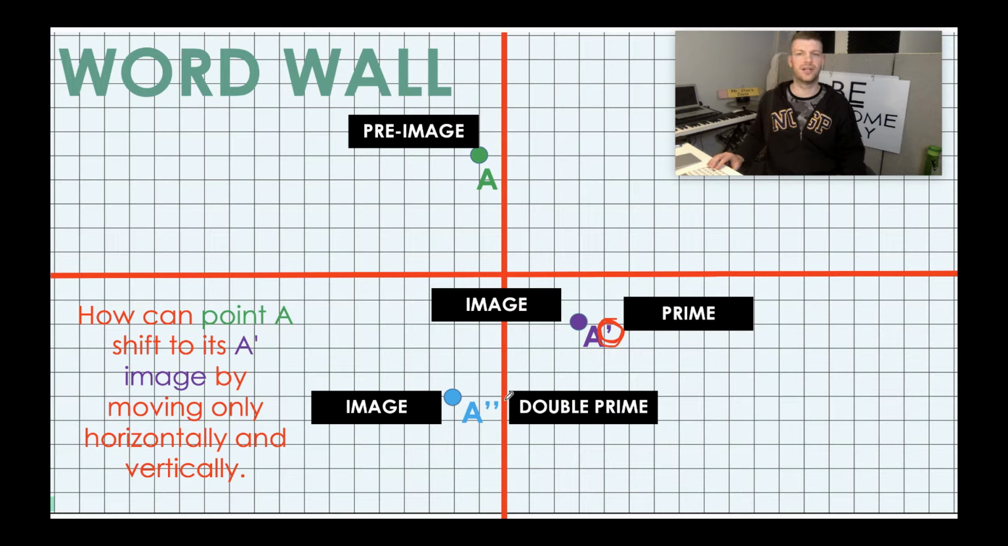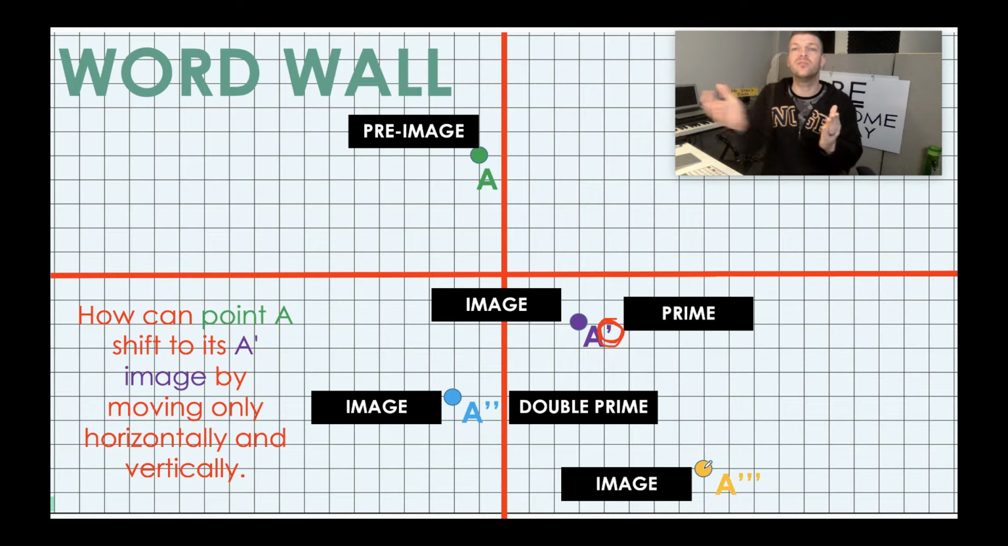Ready for me to blow your mind? What is this? If this is A prime, and this is A double prime, what are we calling this? 1, 2, 3, 4, go. Okay, we'll just keep going. Every time we move it, we'll add a prime.